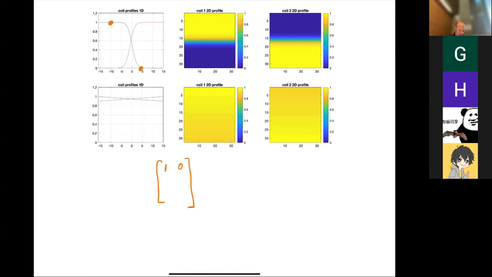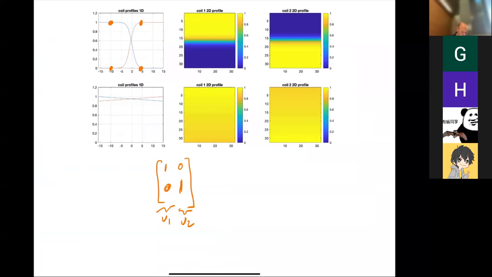And then for coil 2, it's going to be like 0 and 1, right? So this is V1 and that's V2. Those are very clearly orthogonal, and so I'm going to get a very good estimate. When my coils are set up such that those two things are very different, I get a good estimate.